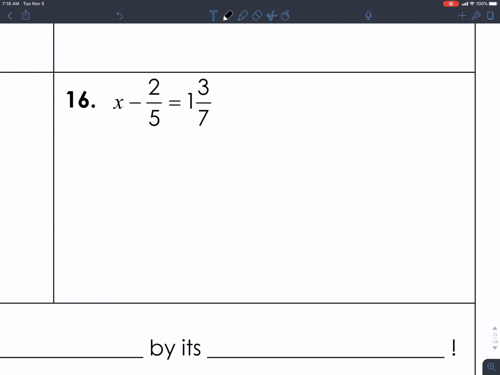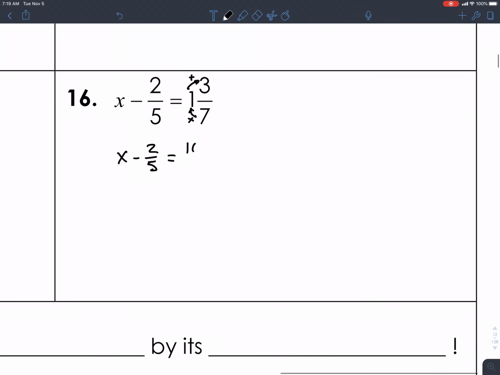Now, again, let's make everything into a common denominator. Well, let's make improper fractions. Let's do that first. So we want to get rid of our whole numbers. So this 1 is a whole number. We got to get rid of that. So let's do this again. X minus 2/5 equals, and remember, multiply and add. 7 times 1 is 7, plus 3 is 10. So it gives me 10/7.